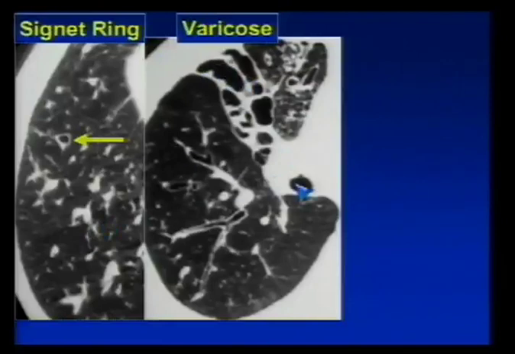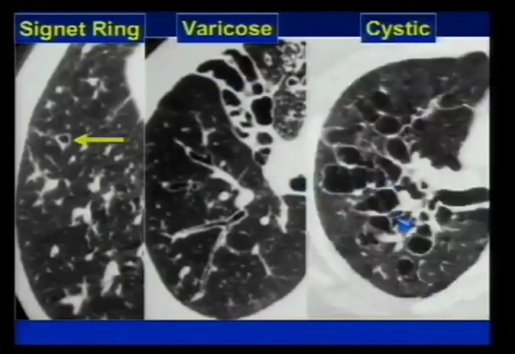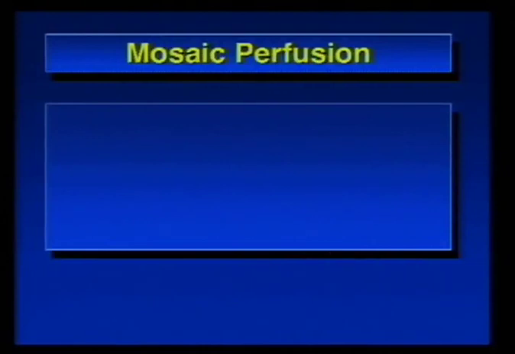So this is varicose bronchiectasis, and this is cystic bronchiectasis, rounded areas of bronchiectasis on the cross-sectional images, as you would see in cystic fibrosis. So let's take a quick aside and talk about mosaic perfusion. What does this mean? Mosaic perfusion means that certain parts of the lung are being poorly perfused.